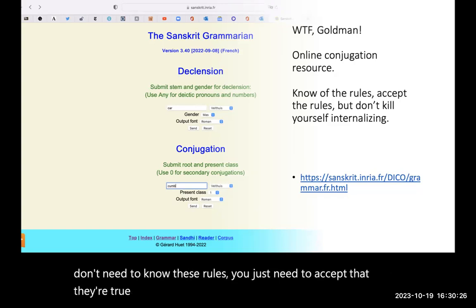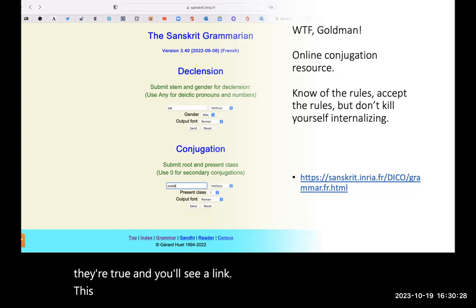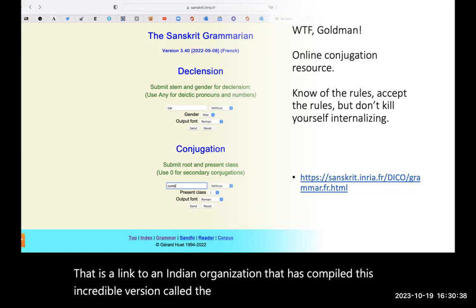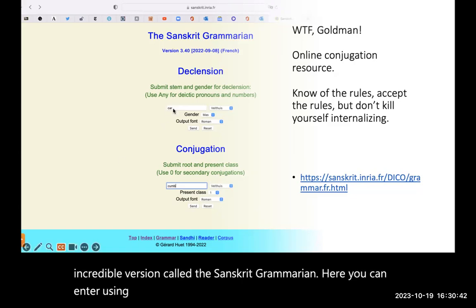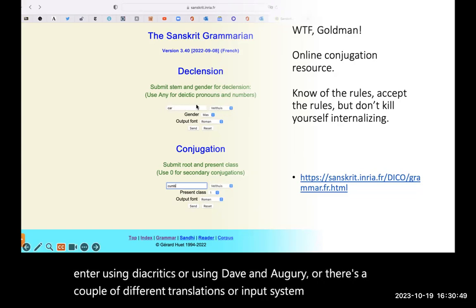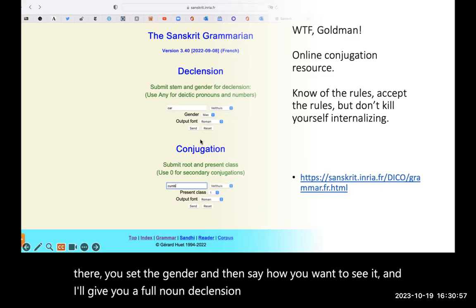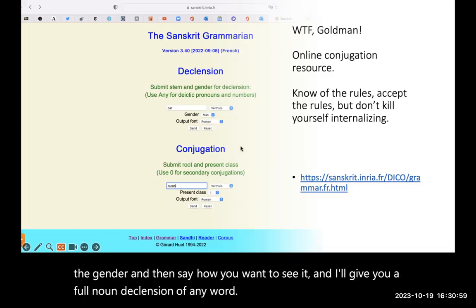And you'll see a link. This link is your friend. That is a link to an Indian organization that has compiled this incredible version called the Sanskrit Grammarian. Here, you can enter using diacritics or using Devanagari, or there's a couple of different translation or input systems. You put it in there, you set the gender, and then say how you want to see it, and it'll give you a full noun declension of any word. Conjugation is where it's even more important.